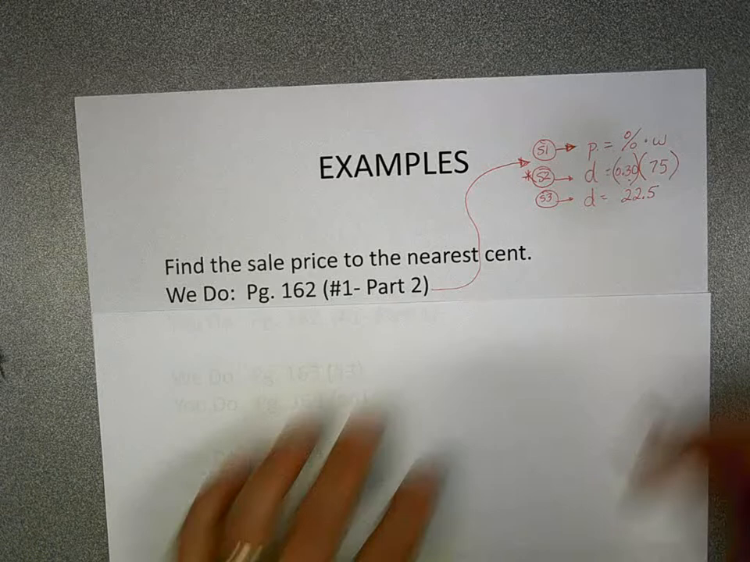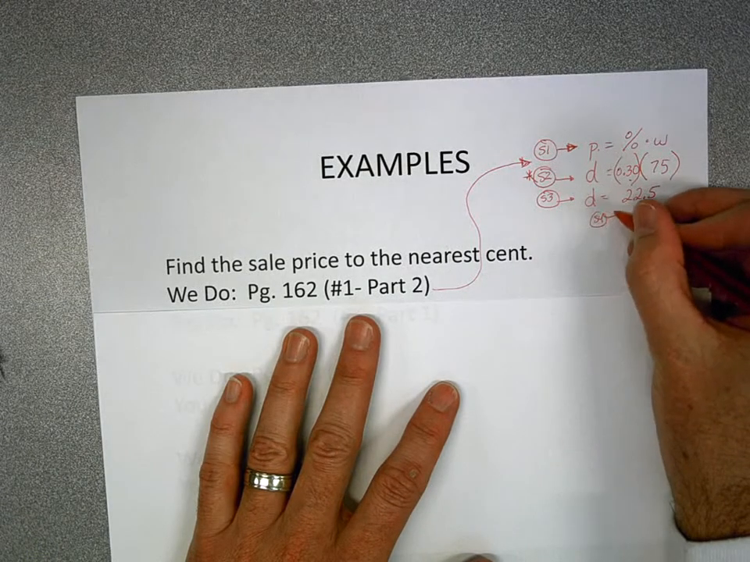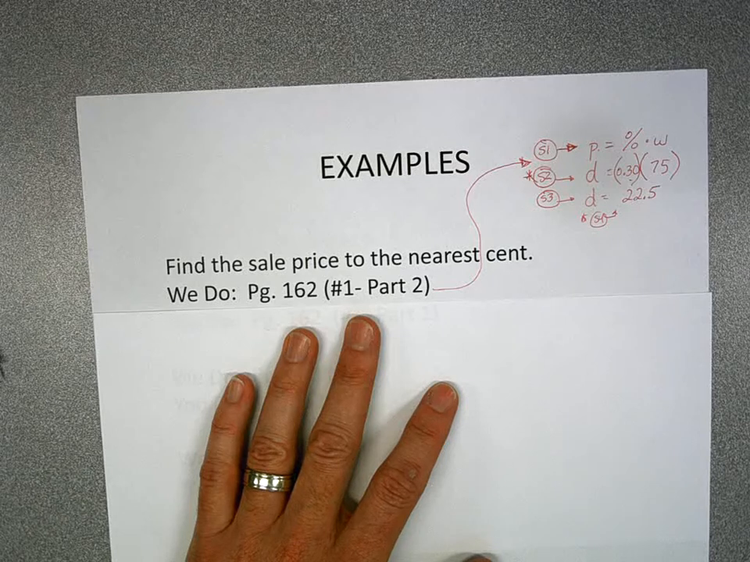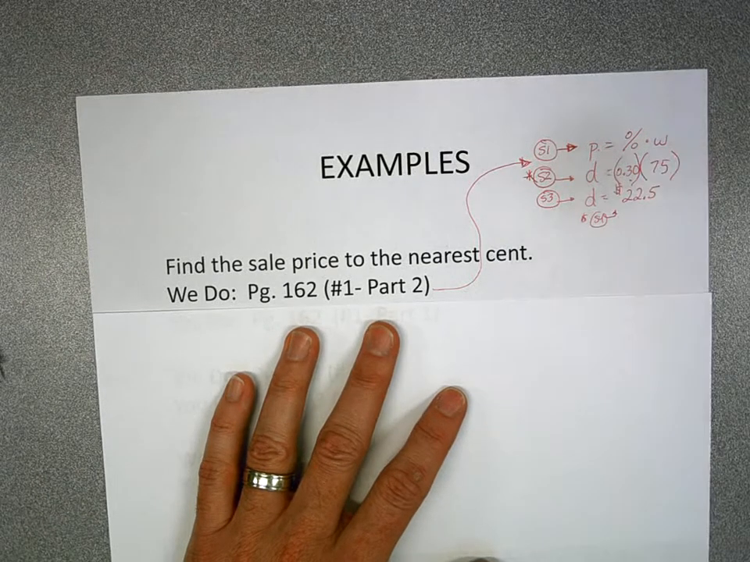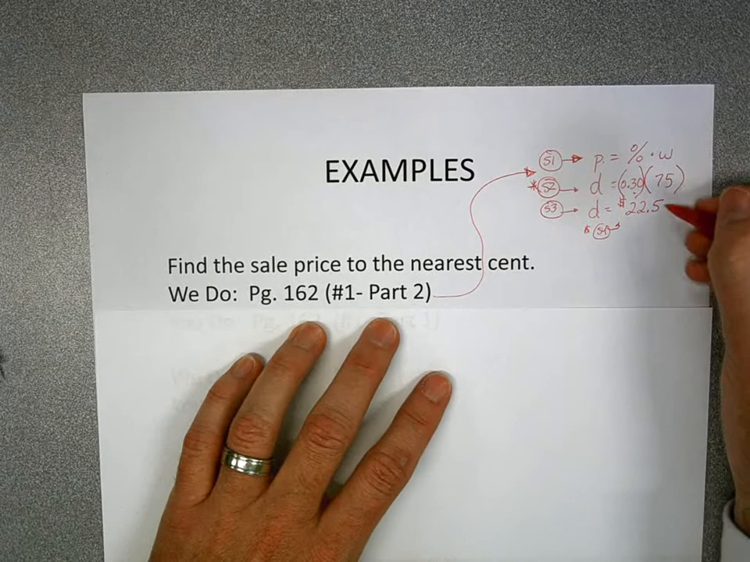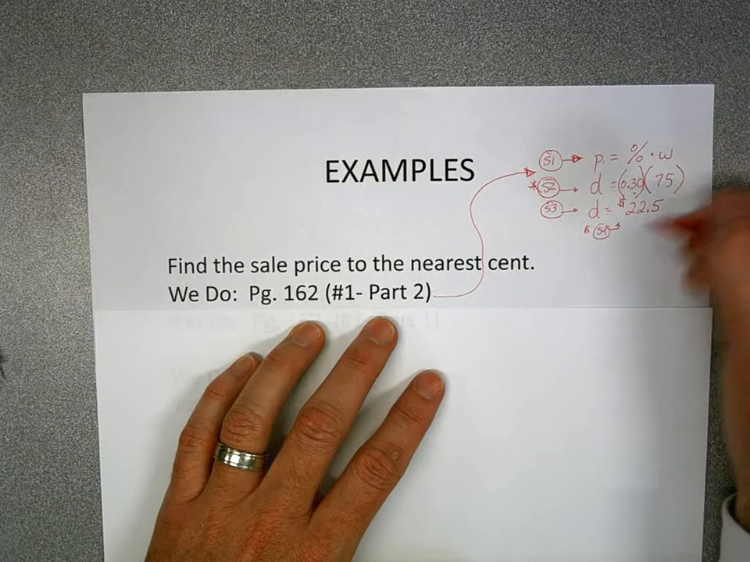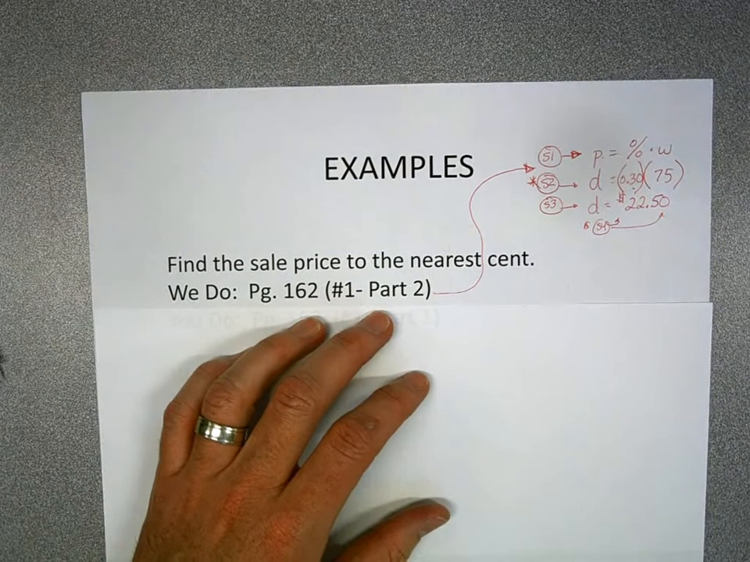Okay, step 4. Remember, make it look like money. So we do that in a couple of different ways. Put our dollar sign, and of course round to the nearest cent. In this case, it doesn't have a cent, so we're going to put a 0 cents there, right? $22.50.